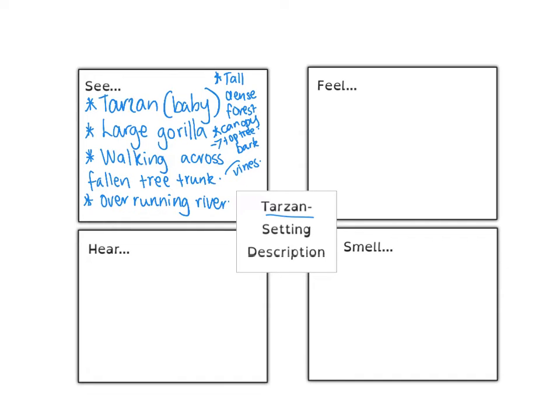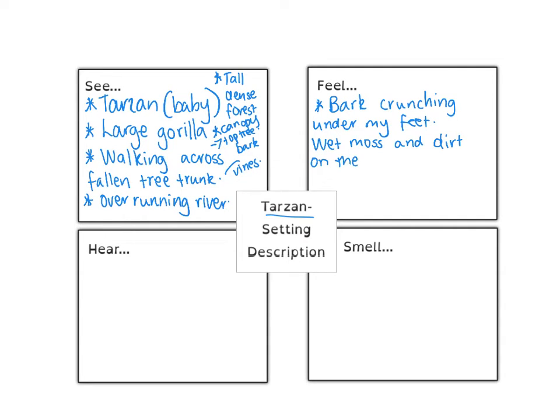So what can we feel? I can feel the bark crunching under my feet as I walk. Yeah. I could feel the wet moss and maybe the dirt on the bank of the river. So the bank of the river is the edge of the river, okay? So that's a new word if you haven't heard that before. That's where the river meets the land. So that's called the bank.